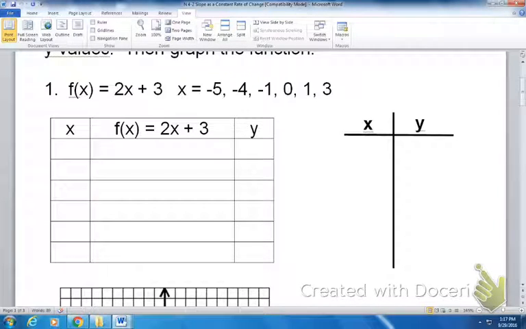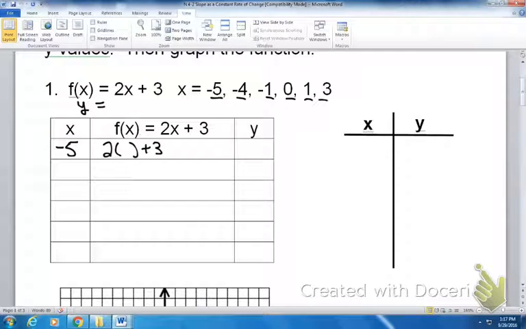But remember, f of x is really just y, okay? So it's saying y equals 2x plus 3. Then it's giving us 6 x values. And what we're going to do is plug those in and get out y values. So we're going to start with our first x value, -5. This whole middle section, we're just going to plug that in for x. So I'm going to write 2, I'm going to open parentheses, plus 3.